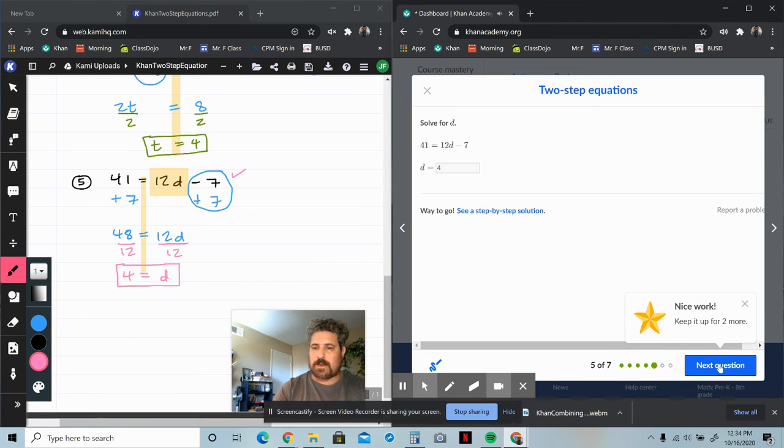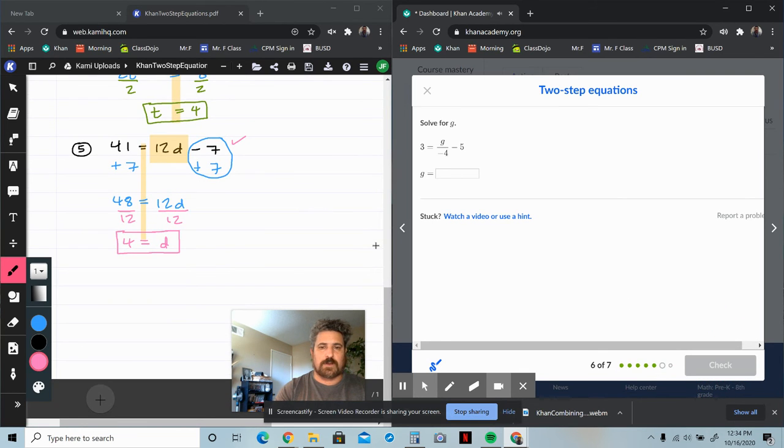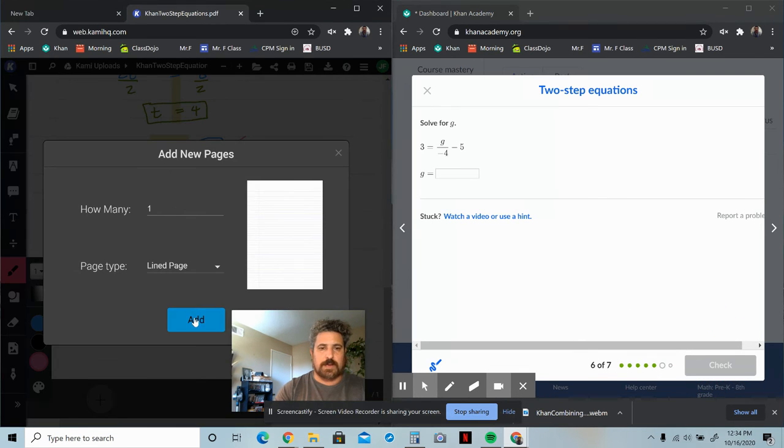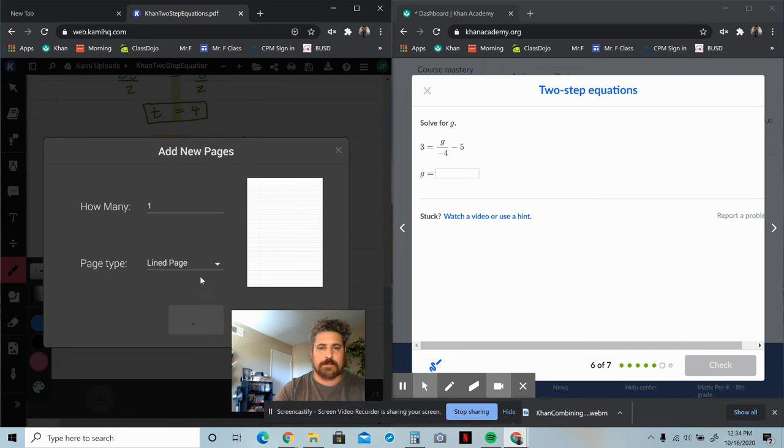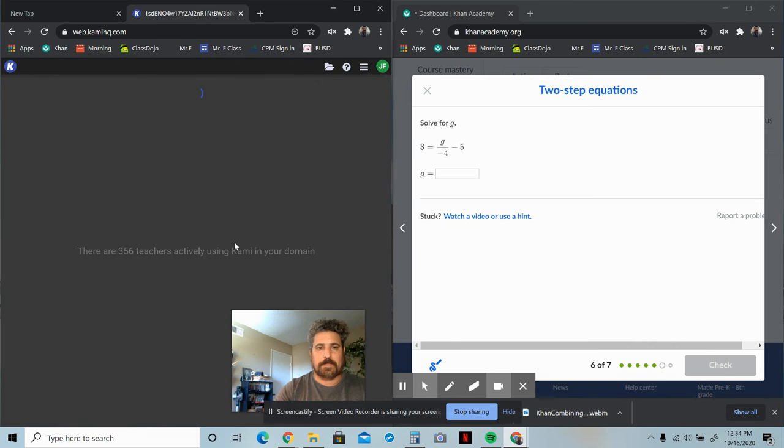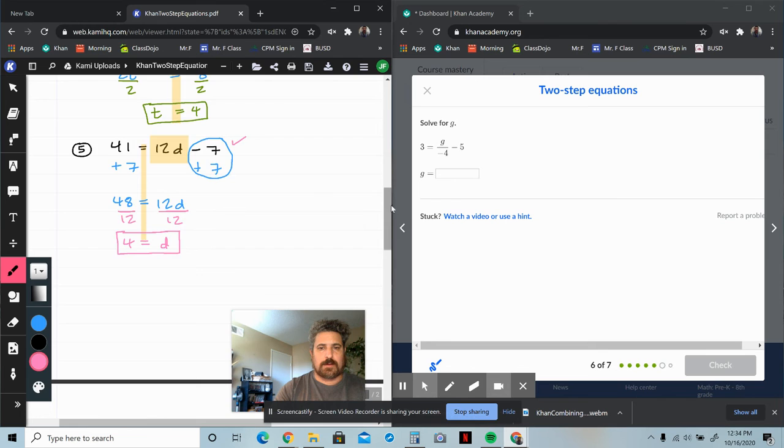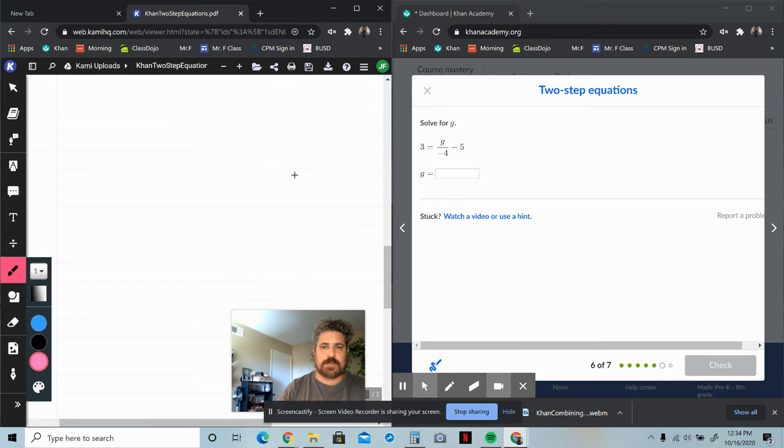And then let's do the next one. I think you guys are hopefully getting more comfortable at this point. So I'm going to add a page here. Keep going. Great. So here's the next page, number 6. Number 6. We have 3 is equal to g over negative 4 minus 5.